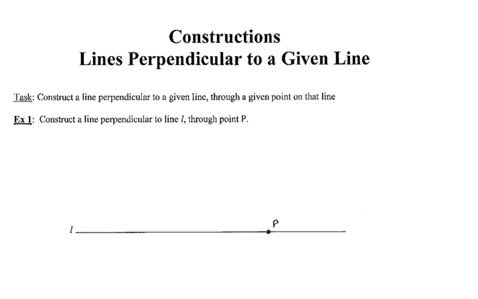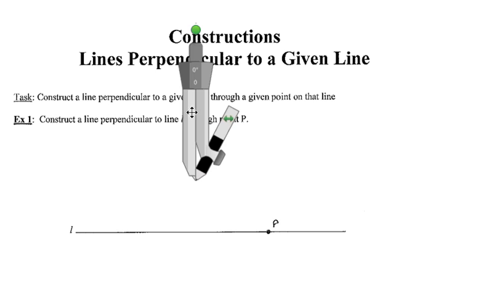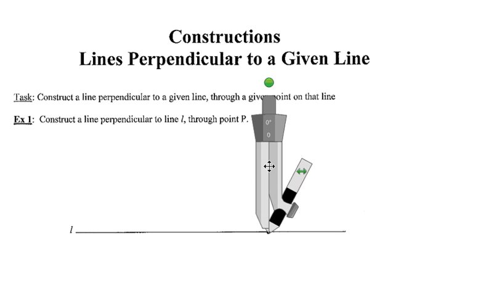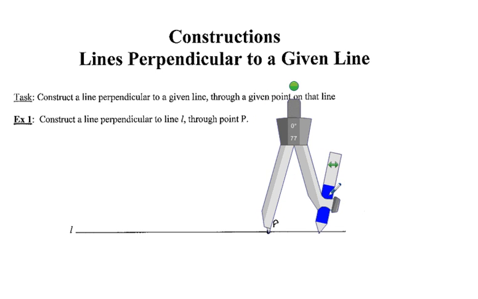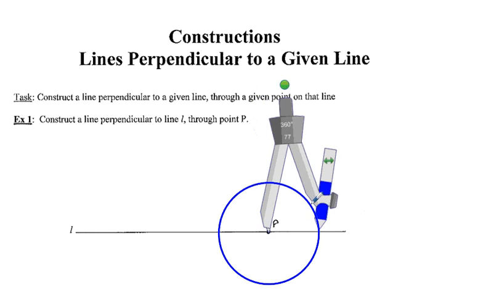I'm going to start out by grabbing my compass. I'm going to place the point of my compass at point P, and construct a circle with its center at point P and just any convenient radius length. So there's my circle.